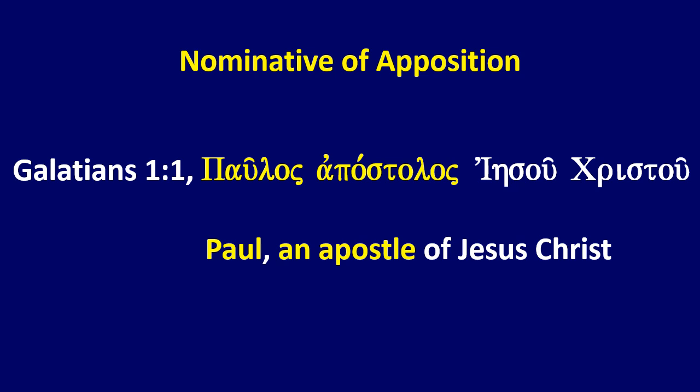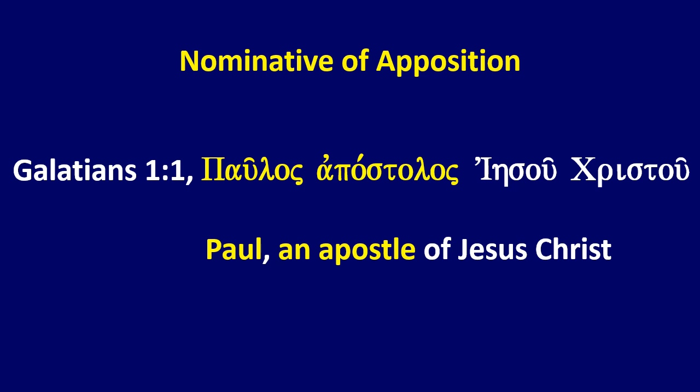And here's another example of a sentence, Galatians 1:1, where you have two words that are both in the nominative case form, both masculine, both singular, and both nominative. And in this case, Paulos apostolos would be translated Paul, an apostle.